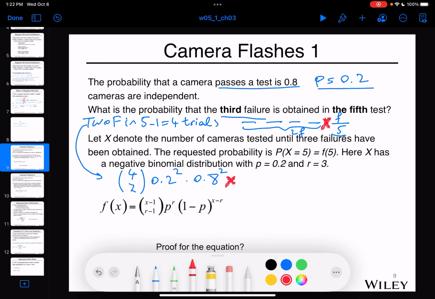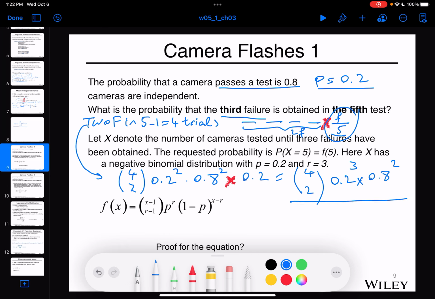Now I have to multiply by the last experiment, which I want to be a failure, right? So the last experiment is, the probability of failure in the last experiment is 0.2. So at the end, it's going to be 4 choose 2, times 0.2 to the power 3, times 0.8 to the power 2, right? So here, I didn't use the equation of negative binomial. All I used was binomial, right? And we see that if we use negative binomial, we get the same thing, right?